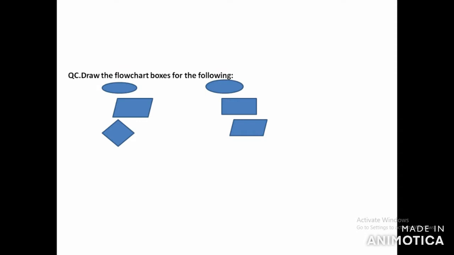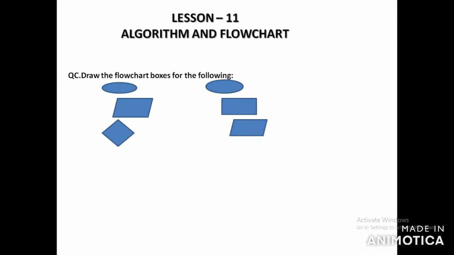Children, in the previous class we had studied lesson number 11, algorithm and flowchart. We had studied about what an algorithm is and what a flowchart is. We had also solved a few questions and exercises from this chapter. A few exercises were remaining from the lesson, which we will solve today. Today we will solve the exercises on pages number 115 and 117.